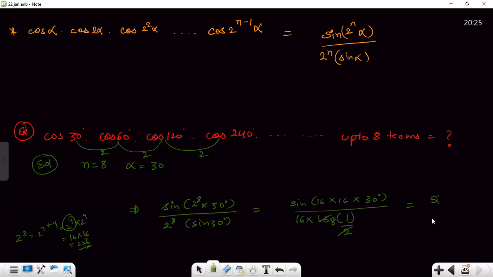Okay. Sine of, we'll talk about it later. Sine in 16 into 8. That's the denominator. Now let's talk about the numerator part: sine of 16 into 16 into 30.